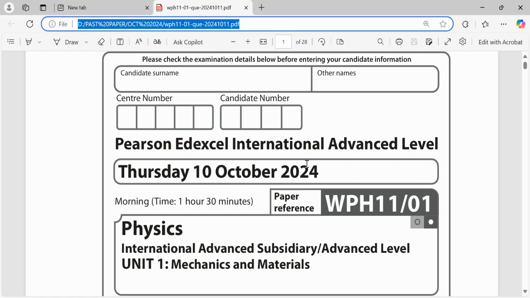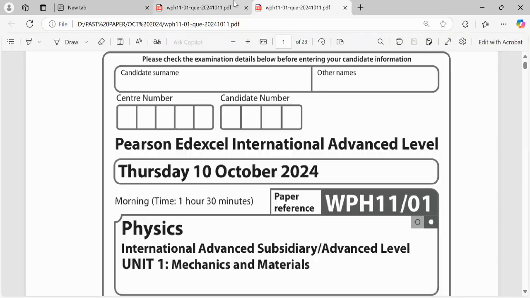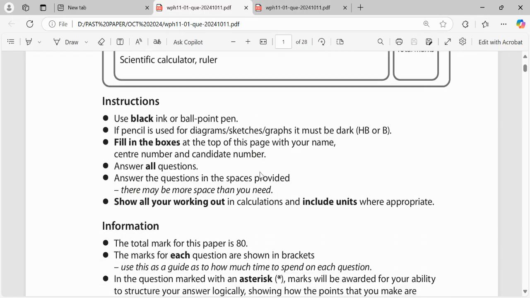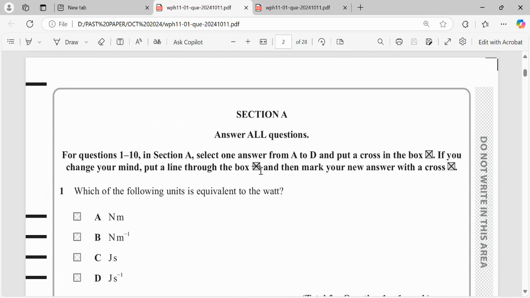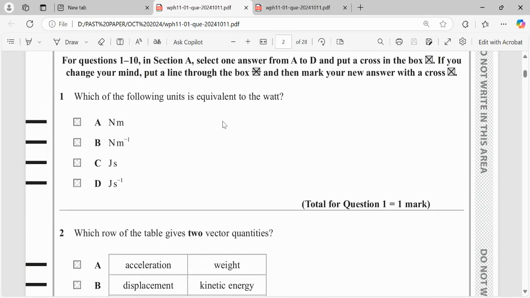Okay, today we are going to discuss the latest paper, October 2024, Unit 1, Mechanics and Materials. In this, we are going to see the MCQ part today. So the first question here is, which of the following units is equivalent to the watt?